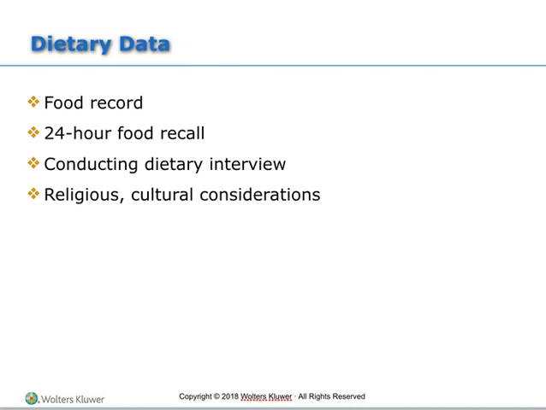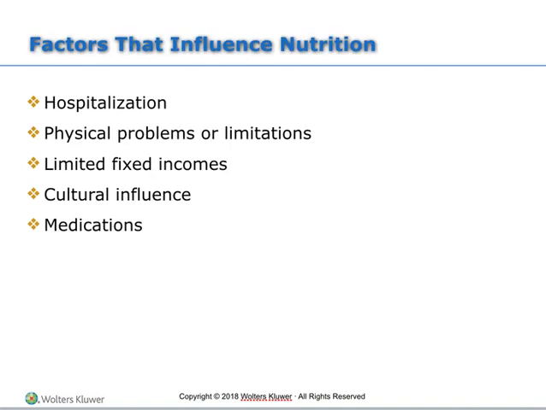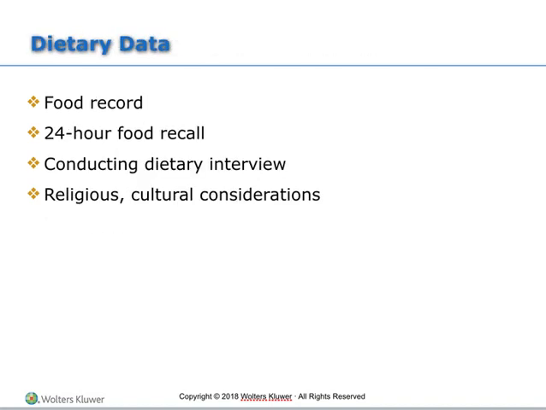Let's see. We're going to look at their dietary data. So that is usually in a food record. Have them keep track of what they've eaten for a certain amount of time. We could do a 24-hour food recall. Do you remember what you've had to eat in the last 24 hours? We could do a dietary interview. Usually there's a specific form that your facility will want you to fill out. And then are there any religious or cultural considerations that we need to be cognizant of? For example, if per their religion they don't eat a specific type of food.